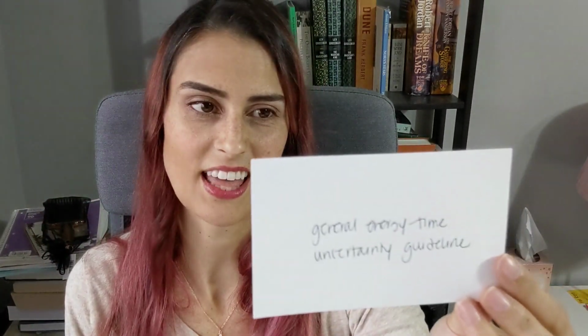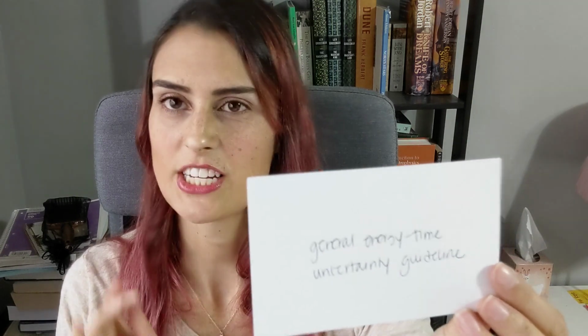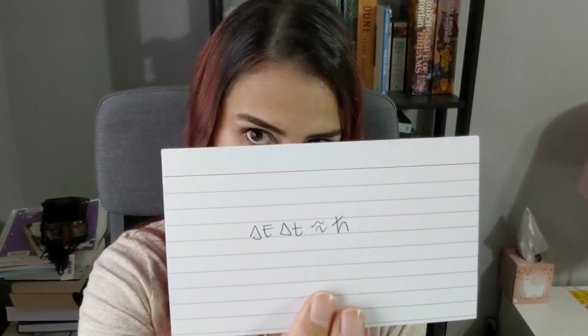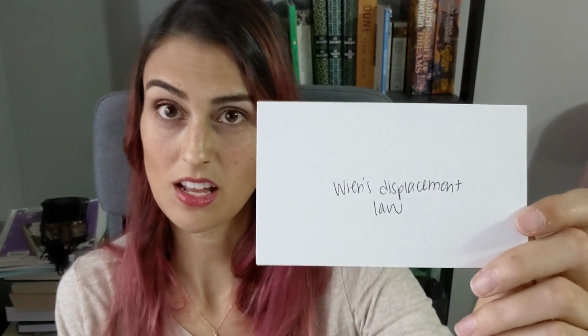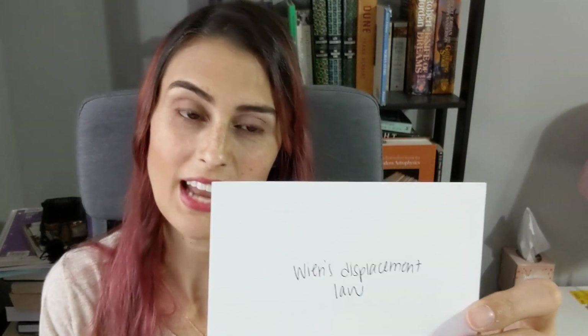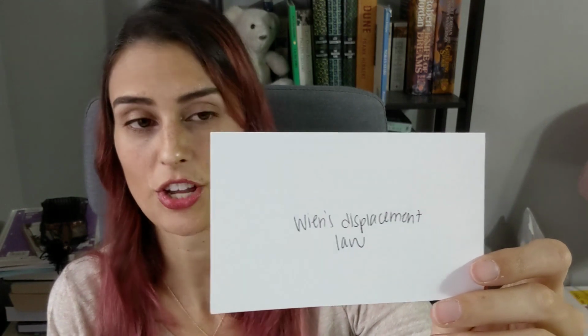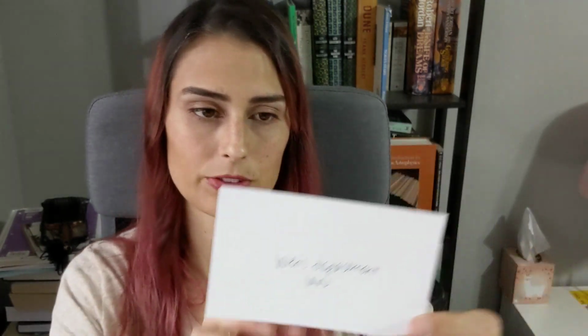The general energy time uncertainty guideline. This says that the uncertainty in energy times the uncertainty of time is approximately equal to h bar. It's a guideline. It's not a strict equals there. Wien's displacement law says that the max wavelength is at 2.9 times 10 to the negative third Kelvin meters times temperature to the negative 1, or divided by temperature. So this is the max wavelength for a black body power spectrum.